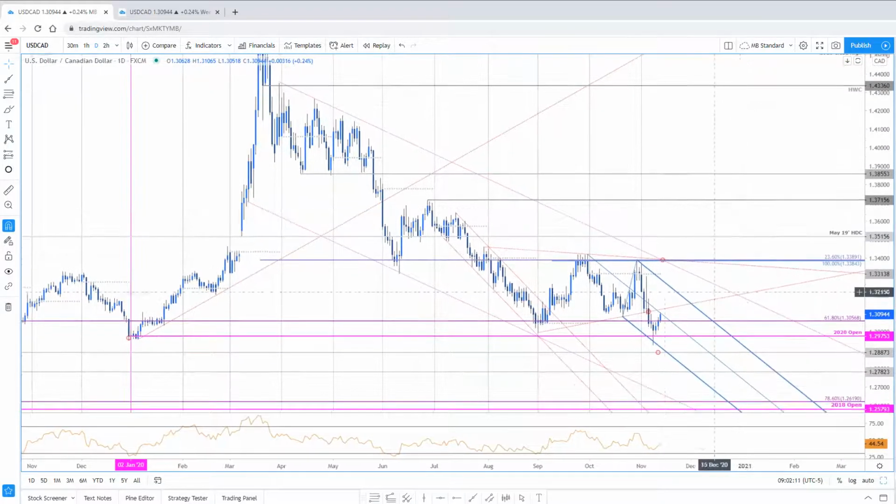But here's how it looked right on that Monday failure and pullback. Yearly open support 29.75.